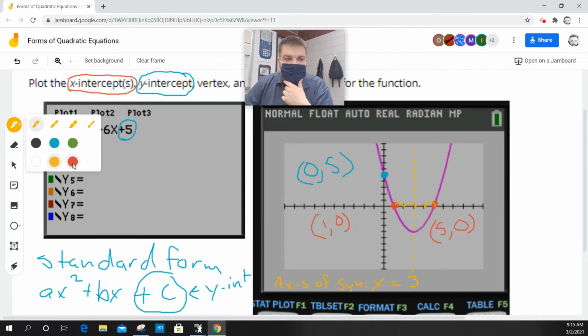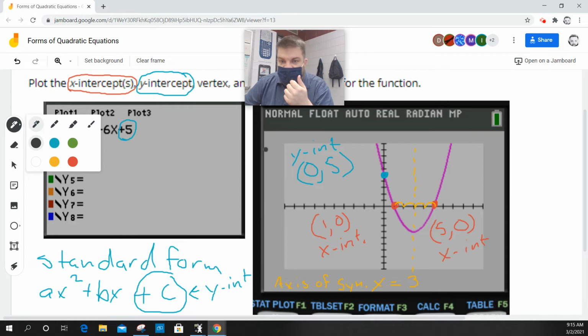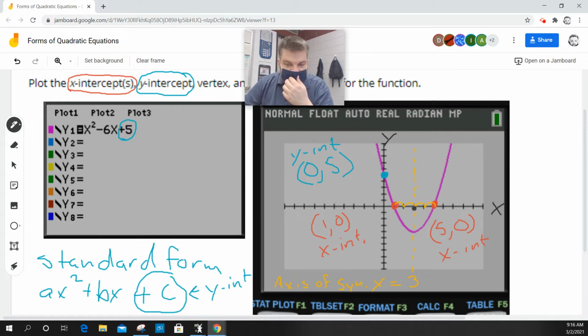I'm also going to jot down so you guys can see that this is the x-intercept, and this is the x-intercept. And then this one is the y-intercept because it's crossing the x and y axis. And just for fun, I'm going to label the x and y axis. You guys should be writing all this down as well. So that's the y-axis. This is the x-axis.